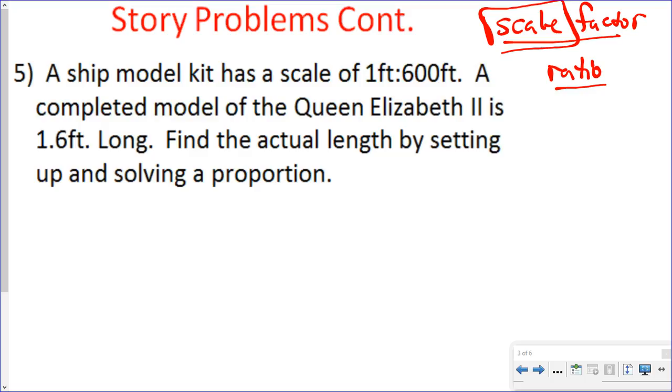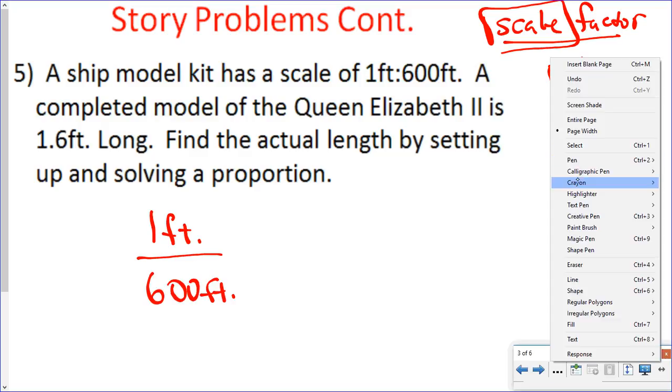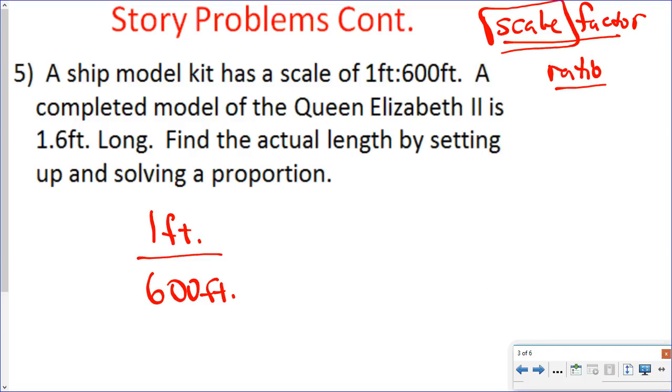So here, a ship model kit has a scale of 1 foot to every 600 feet. A completed model of the Queen Elizabeth II is 1.6 feet long. Find the actual length by setting up and solving a proportion. So here, I want to set up my ratio 1 foot for 600 feet. But I'm going to put in an extra label. My extra label will be model on this side. Model is in parentheses on top, and my actual measurement is on the bottom.